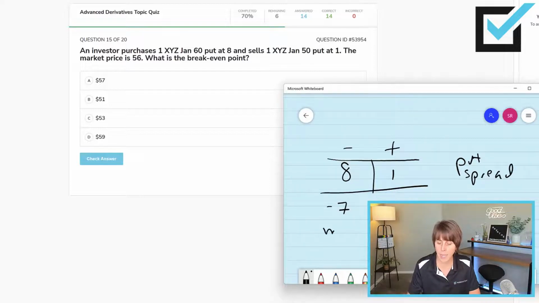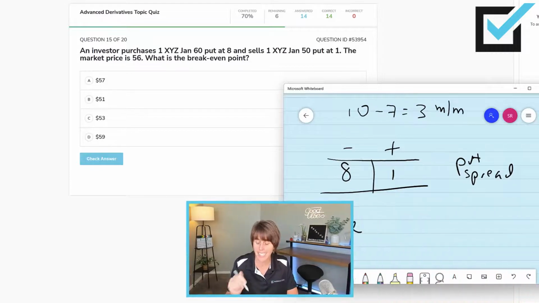When this number is negative, it is the most that the client can lose. The difference between the strike prices is 10. 10 minus the absolute value of the net of the premiums is 3. That is the most that the client can make.